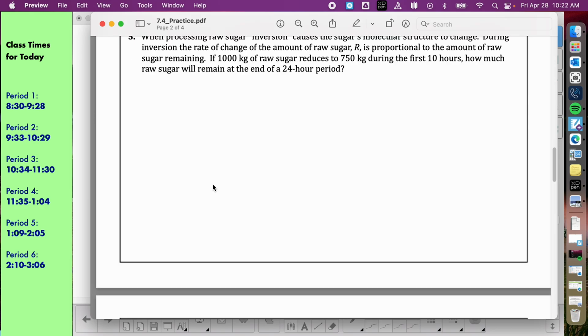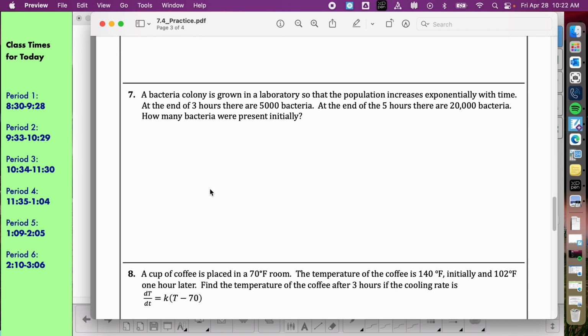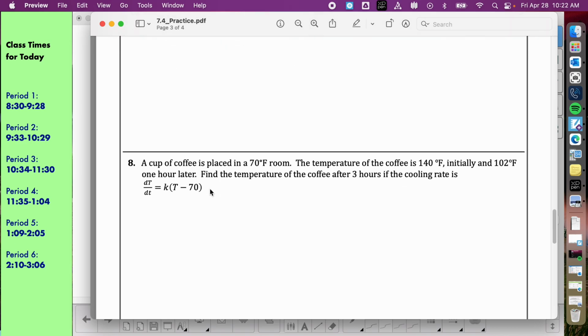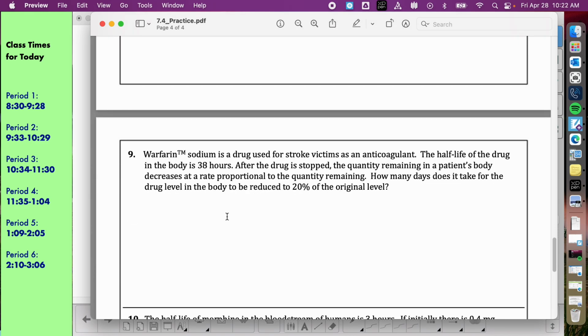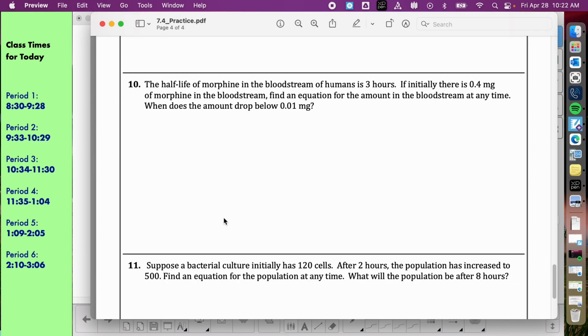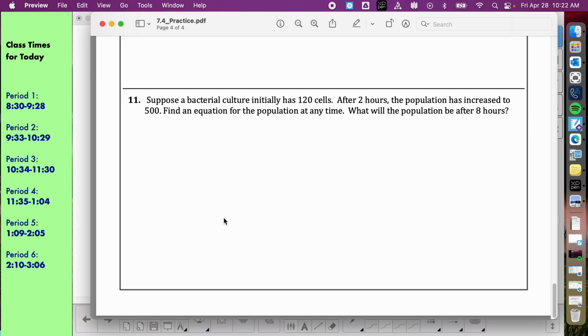Number 5. Not 6. 7. Nope. Not 8. Not 9. Not 10. Whoa, there's a lot of half-life in here for some reason. 11. And that's it. Basically, if the problem mentions half-life, and it looks like there was only one heating and cooling problem, don't do them yet. So it really was about half the homework, I guess.